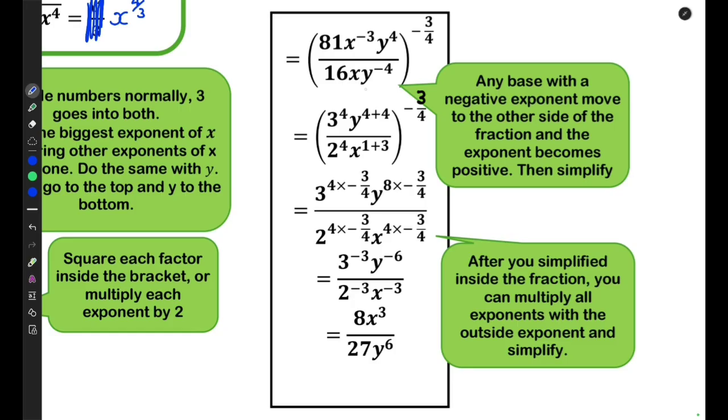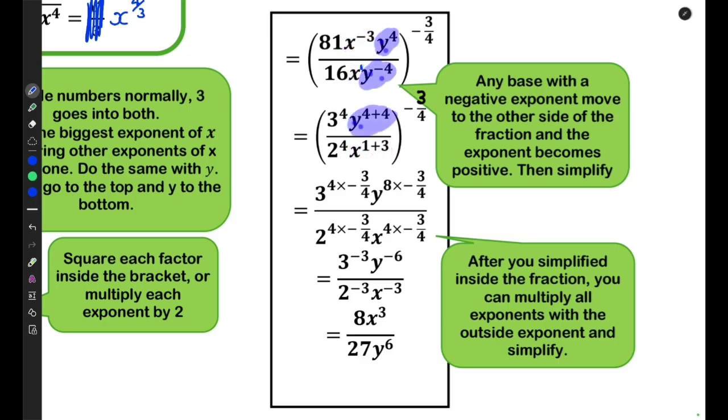Now I'm going to also look at the x's and the y's. If I look at the x's, up top, there's an x to the power 1 and an x to the power -3. The 1 is bigger, even though it doesn't look like it. The 1 is more positive than -3, and that's why I'm going to take the -3 down to the denominator, and it becomes x to the power 1 plus 3. The y's, I'm going to take to the top.